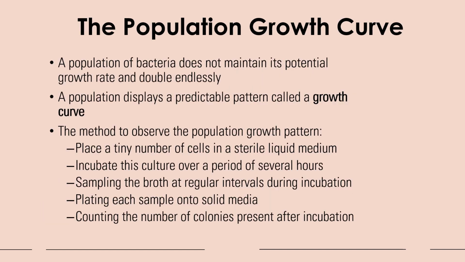The population growth curve. A population of bacteria does not maintain its potential growth rate and double endlessly. A population displays a predictable pattern called a growth curve. The method to observe the population growth pattern: place a tiny number of cells in a sterile liquid medium, incubate this culture over a period of several hours, sampling the broth at regular intervals during incubation, plating each sample onto solid media, counting the number of colonies present after incubation.